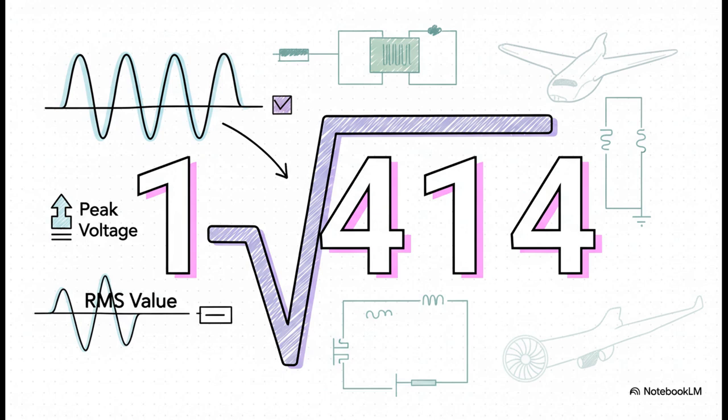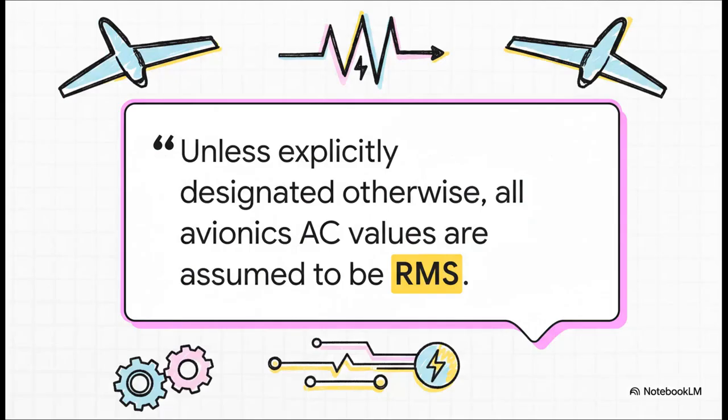1.414, the peak conversion coefficient, the square root of 2. This is the multiplier used to determine peak voltage from a known RMS value. This is a critical examination point and a universal aerospace standard. Unless explicitly designated otherwise, all avionics AC voltage and current values are assumed to be RMS. Misinterpreting this standard leads to gross miscalculations of power and circuit parameters, a non-trivial error in any high-reliability system.